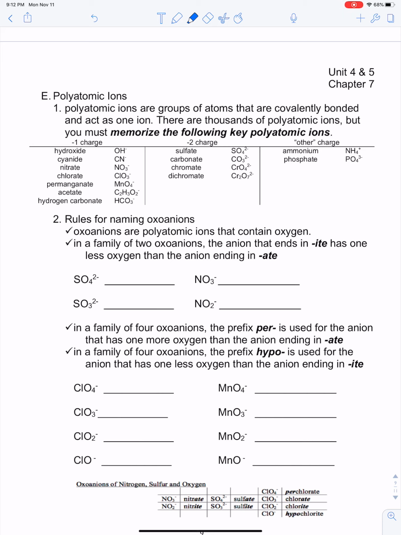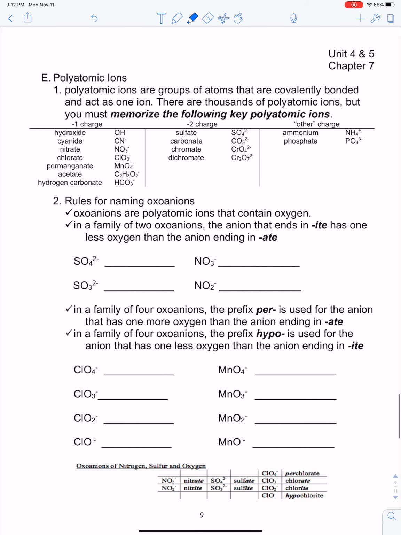All right, so for today, I'd like you to look over the segment on polyatomic ions. In this section, these are the same polyatomic ions that are on the back of your periodic table. You need to memorize the name, the symbol, and the charge for these key polyatomic ions.